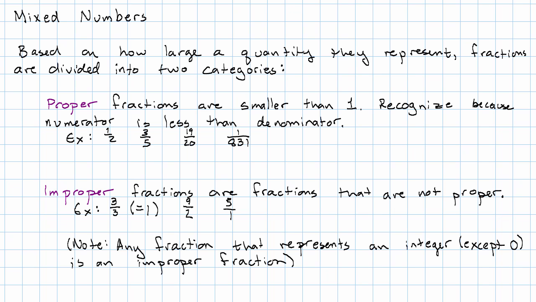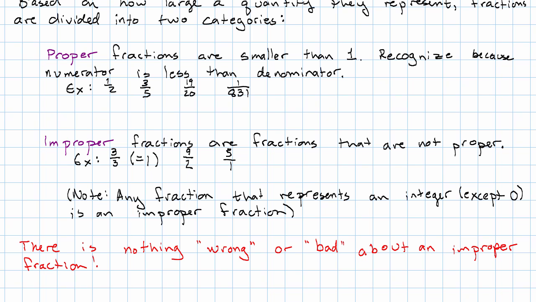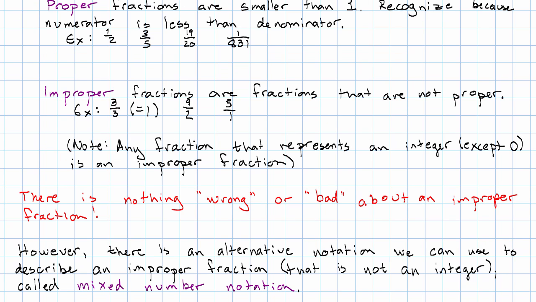Now, it's important to note that even though we use this word improper for them, there is absolutely nothing wrong with an improper fraction. Very often, an improper fraction is exactly what we want. It's not going to collapse under its own weight because it's smaller at the bottom, nothing like that. However, there is an alternative notation that we can use to describe an improper fraction that is not a whole number. And that notation is called mixed number notation.